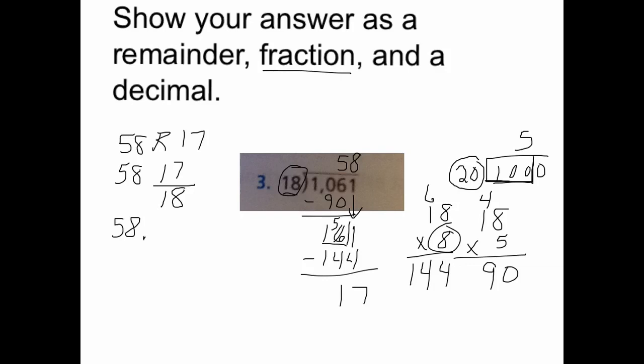I got 0.9444, and it always goes on. So I'm going to write that answer as 58.94, and I put a line only over the 4. You only put a line over the top of the number that is repeating. The 9's not repeating, only the 4 is. Sometimes you might have 2 numbers repeating, like it could go 0.85, 0.85, 0.85. If that's the case, then the line goes over both numbers.